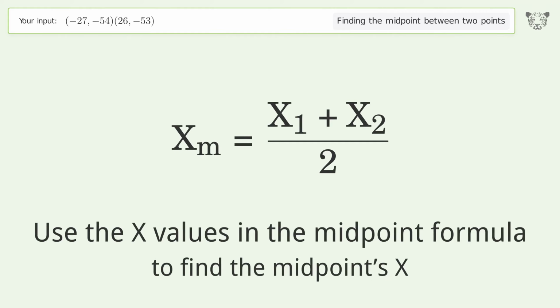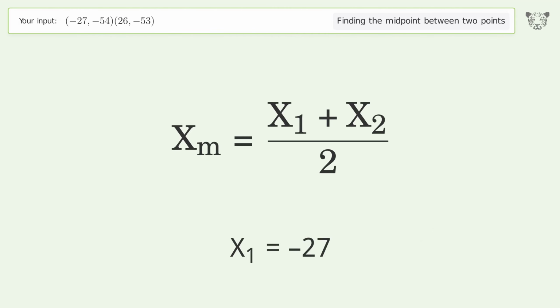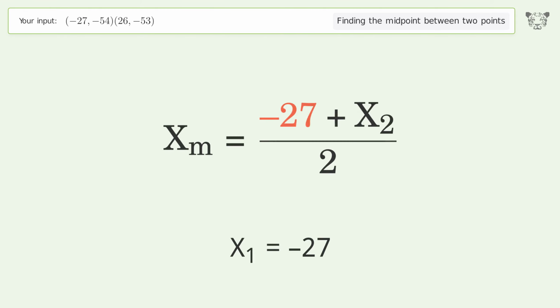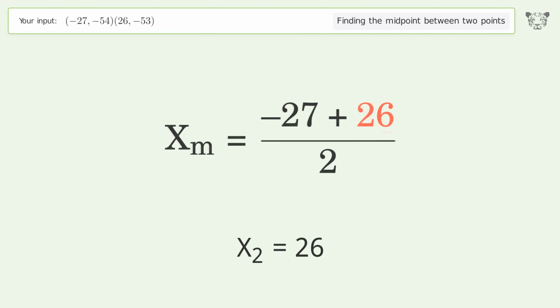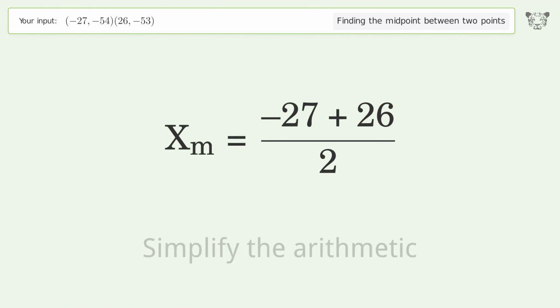Use the x values in the midpoint formula to find the midpoint's x. x1 equals negative 27. x2 equals 26. Simplify the arithmetic.